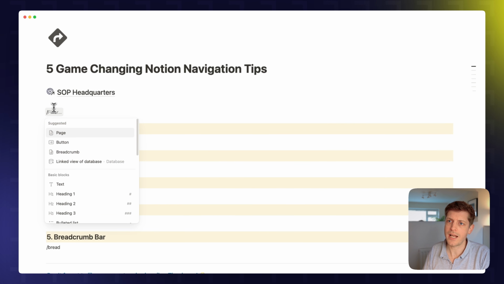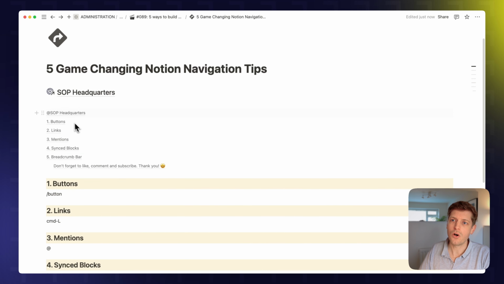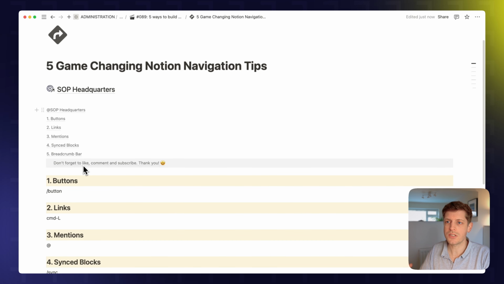Therefore, if I press / and then type TOC for table of contents and return, we've now got each of the different headings, and we can see that these are all linked. So if I click on mentions, it will jump down to mentions. If I click on here, it will jump down to the bottom. So if this had loads and loads of content, you could create a table of contents at the top, and then you'd be able to go and quickly jump to the section that you need. And this updates in real time.